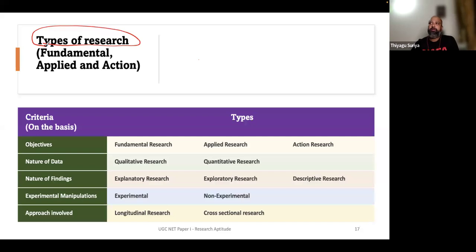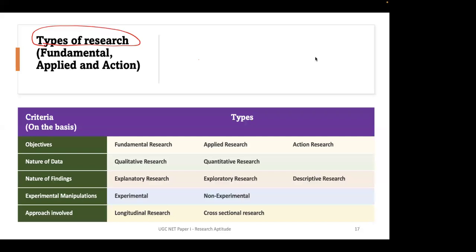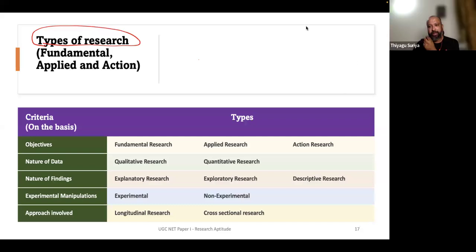For example, when you're talking about different types of triangle, I'm asking all of you, kindly define how we can categorize the different types of triangle. Sir, on the basis of angles and on the basis of sides. Yeah, of course, you are correct. It's on the basis of angles and the basis of sides.